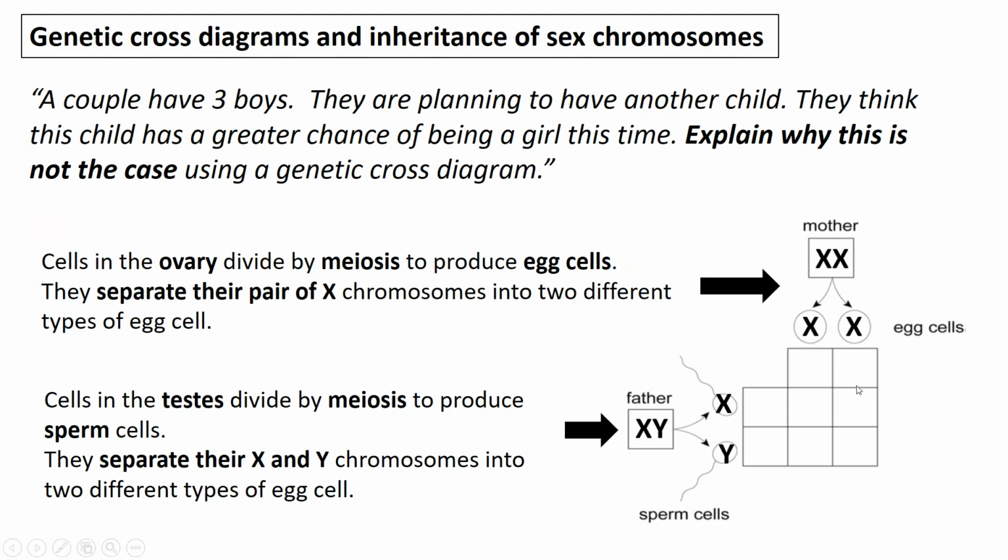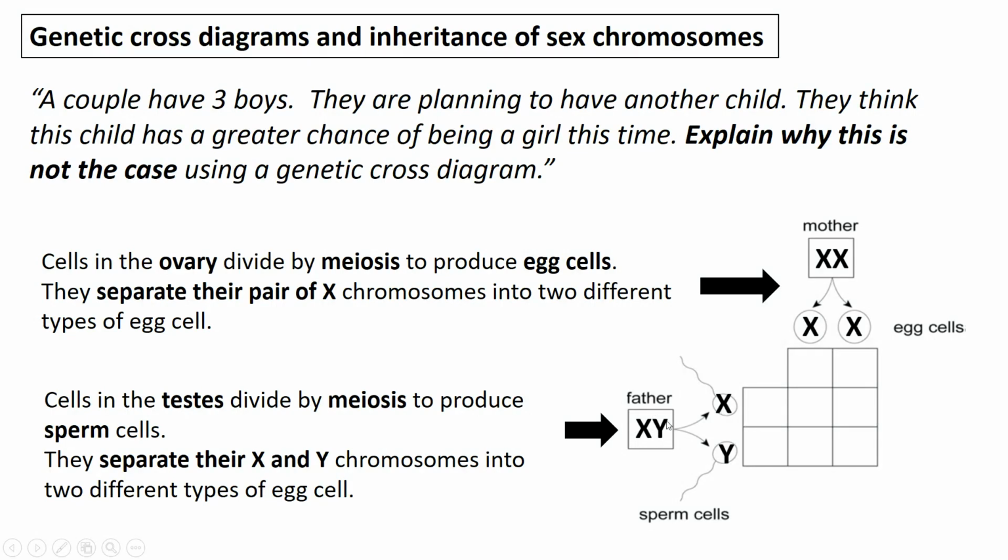So what we have to remember is what we just learned is that the cells in the ovary divide by meiosis to produce egg cells. So they separate their pair of X chromosomes into different egg cells. That means there's 2 different types of egg cell produced with regards to the X chromosomes. They will have more than 2 different types overall produced because of all of the other shuffling of the chromosomes, but we are just focusing on the X chromosome. So in terms of that, there are 2 different types of X chromosome produced.